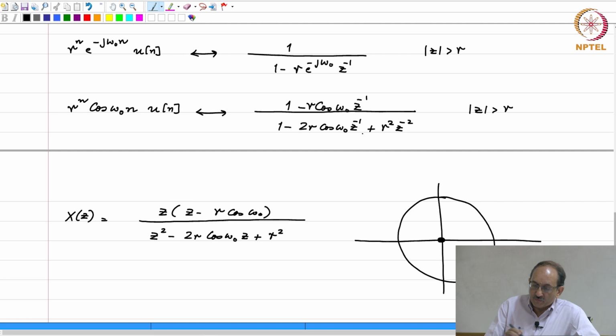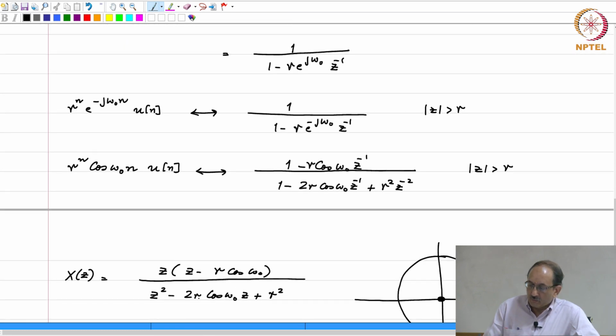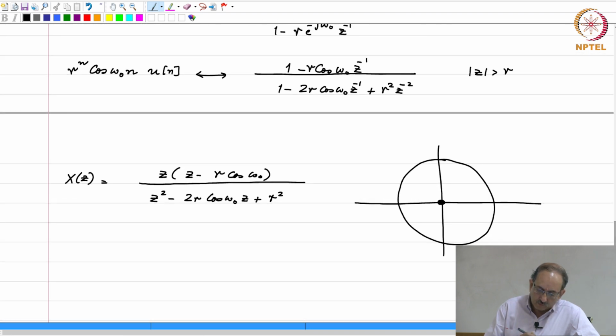Because we have simplified this, you need to find the roots of this, but really the factors are 1 minus r e to the j omega naught and 1 minus r e to the minus j omega naught z inverse. These are the two factors. Therefore, the poles are at r e to the j omega naught and r e to the minus j omega naught. These are where the poles are. Therefore, you have two complex conjugate poles at radius r.